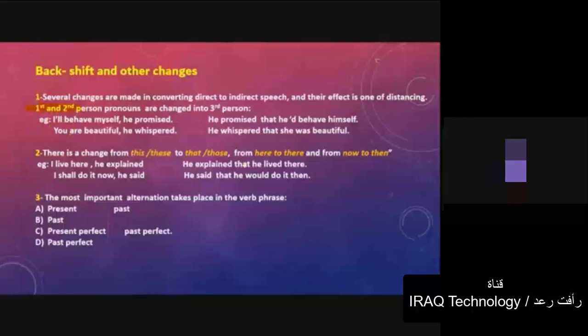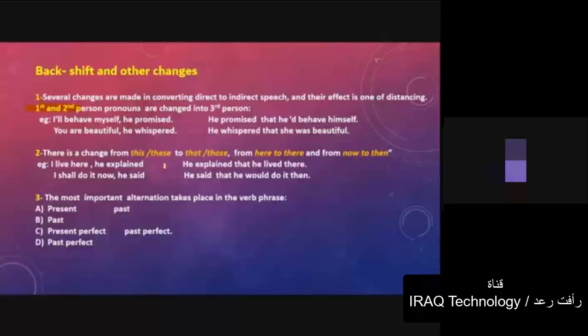Notice the I changed to what? Would. This is the short form of would. Clear? So the pronouns change from first and second into third. The tenses all change to past. You are beautiful, he whispered. He whispered that you became she. The are changed to was. Beautiful. Clear? Yes. Okay. Yes, there is a change from this and these to that and those. From here to there. And from now to then.